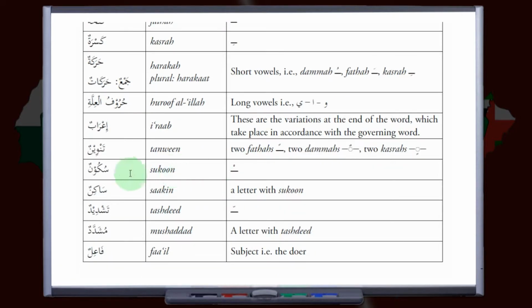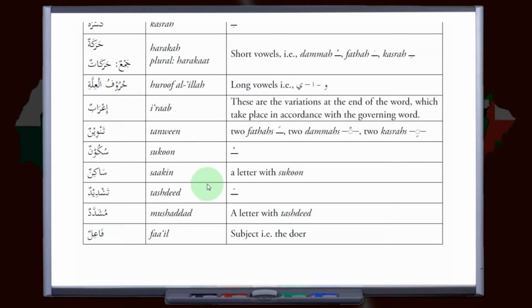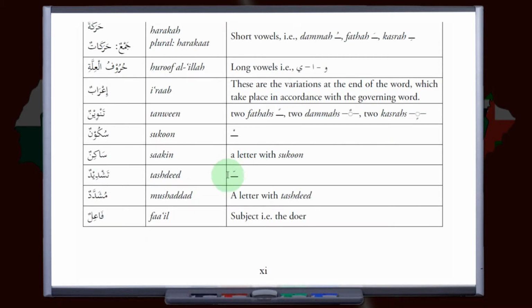Sukoon is the noun for this little symbol, and a letter that has that sukoon is called sakin, or silent, and so that letter does not have one of these dhamma, fatha, or kasra at the end of it. No movement, it's just silent. This symbol here, tashdid, is for doubling a letter. So when they put this over a letter, that means there's actually two of those letters there, and any letter that has that is called mushaddid. It's been doubled.